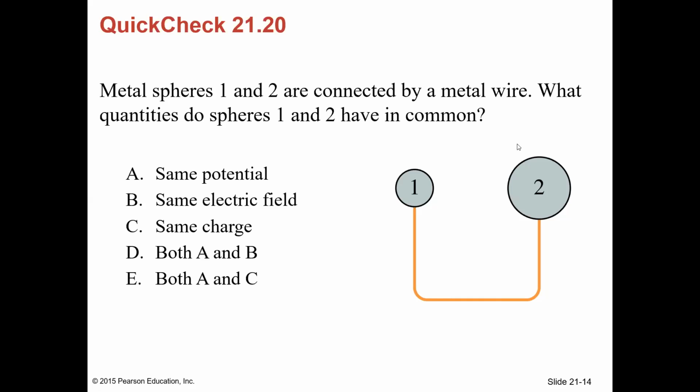That does not mean they will have the same charge on each sphere, right? One sphere has more surface area than the other. So the sphere with larger surface area, we could say it this way, could accommodate more charge. So they're not going to have the same charge, and they're definitely not going to have the same electric field. If one sphere has more charge than the other, then that larger sphere is also going to have a larger electric field.